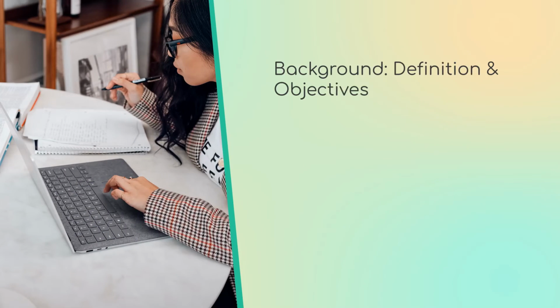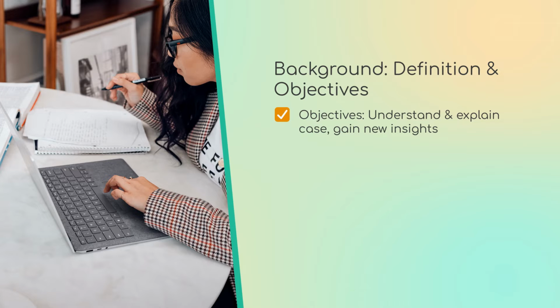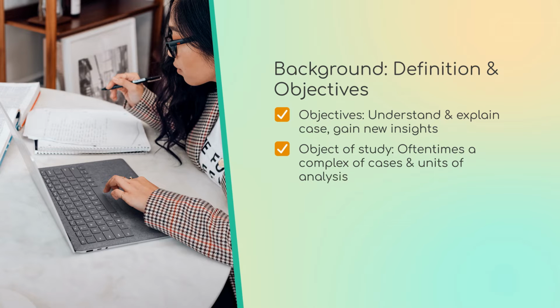Before we present you with the individual main steps to conduct a case study yourself, some background information is necessary for a better understanding. So what is a case study all about? A case study focuses on a case with the aim of understanding and explaining it, gaining new insights and clarifying open questions. However, the object of investigation of case studies does not necessarily have to be a single case. Often the object of investigation of case studies is a complex of several cases. In addition, a case can itself consist of several parts. These parts are called units of analysis or objects of analysis.